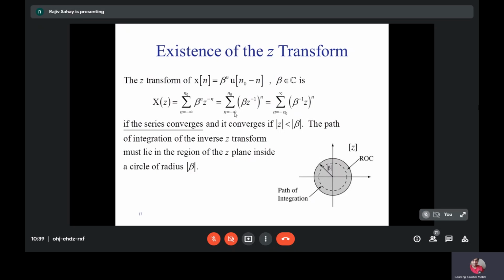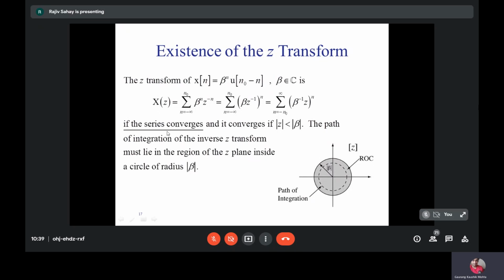All of you are able to understand what I'm saying? Yes, sir. Everyone is hearing me? Yeah. So you have introduced a negative sign here. So you can say that you have created a dummy variable n prime. That n prime is equal to minus n. So that will go from minus n naught to infinity. So that makes this beta inverse Z to the power n.